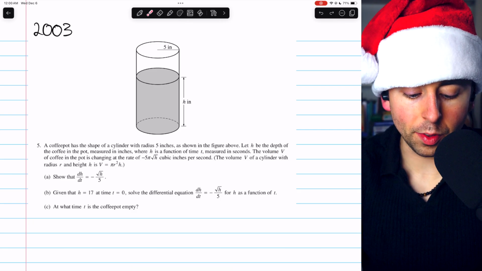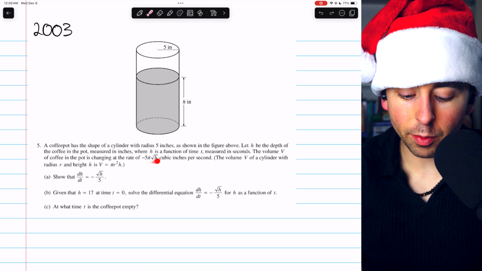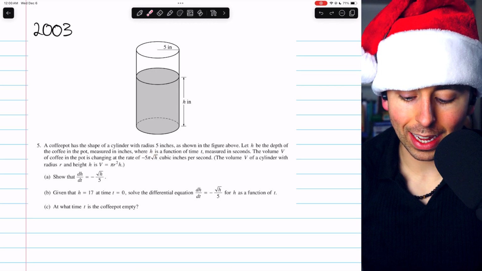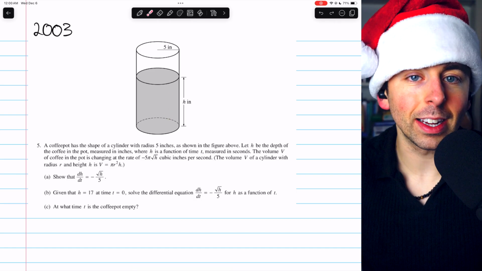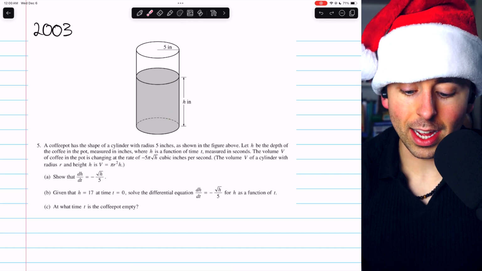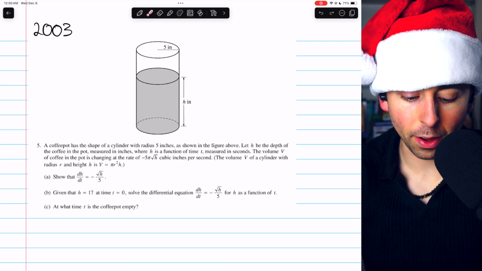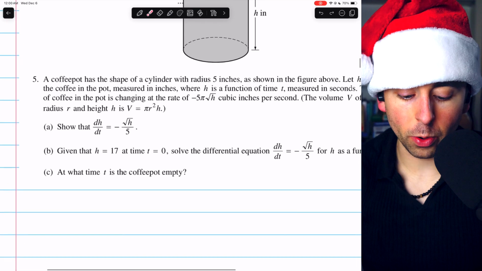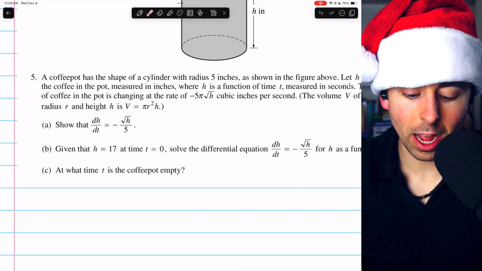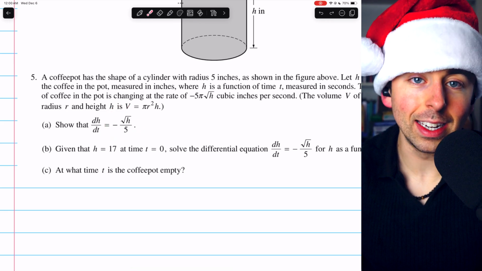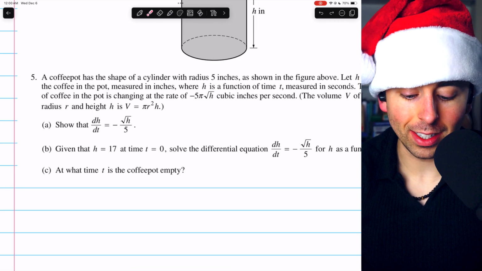The volume, V, of coffee in the pot is changing at the rate of negative 5 pi root h cubic inches per second. So the volume of coffee in the pot is decreasing. Coffee is leaving the pot, and thus the height of the coffee is going to be decreasing as well. Part A is to show that the height of the coffee is changing with respect to time in this way, dh/dt = negative root h over 5. So we just need to find dh/dt.